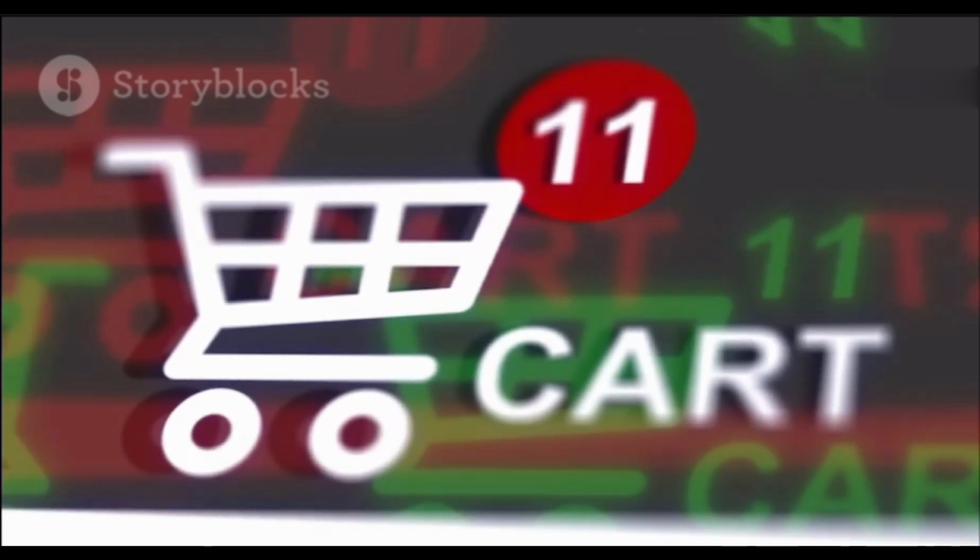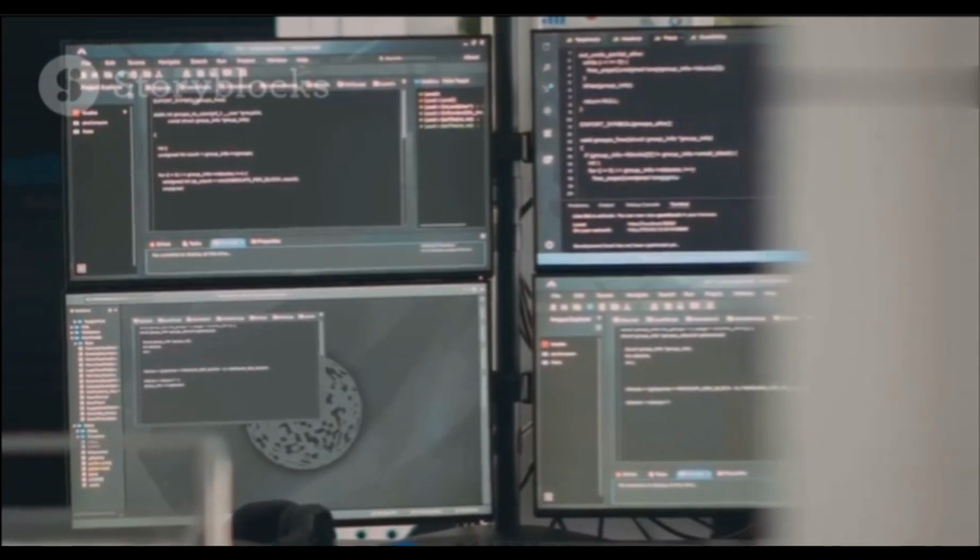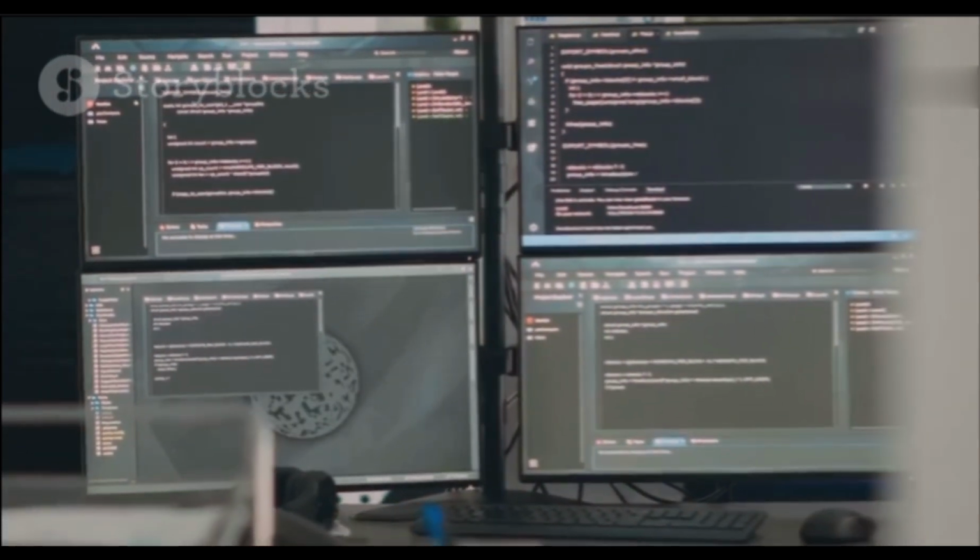shopping carts. But OOP isn't just about making our code look pretty. It's about writing code that is efficient, reusable, and easier to manage. And that's where the real power of OOP comes in.